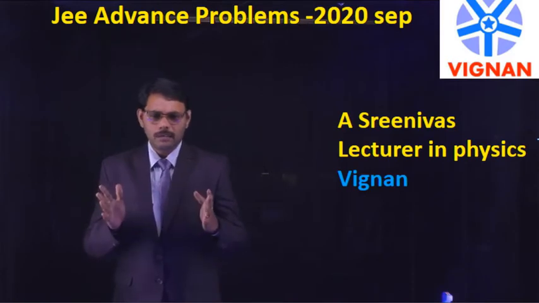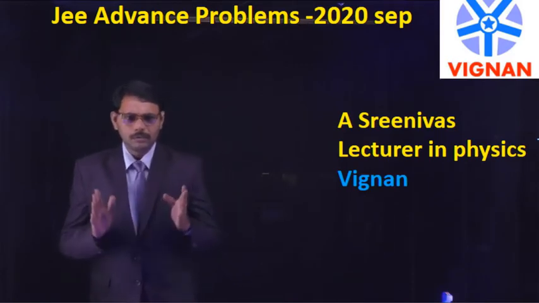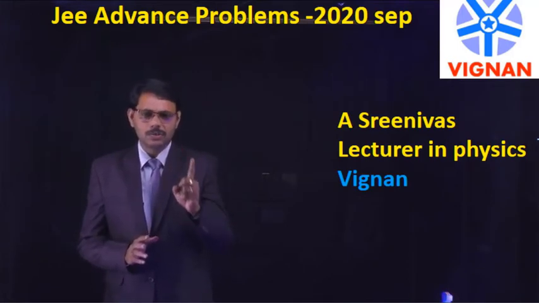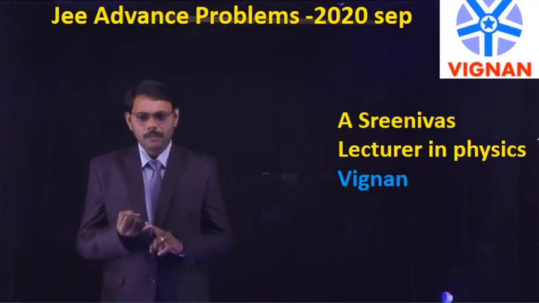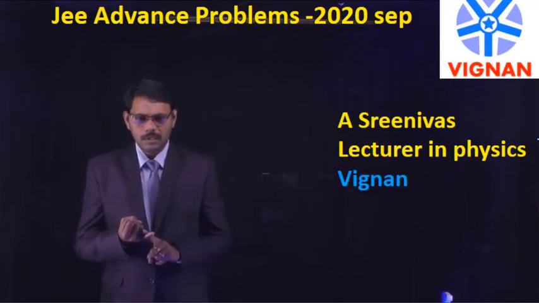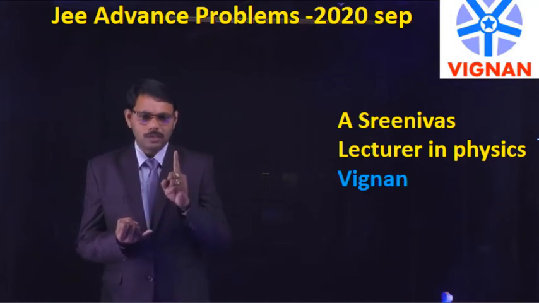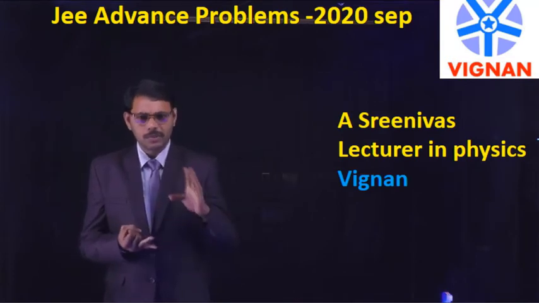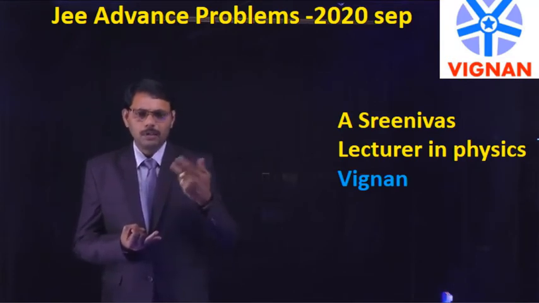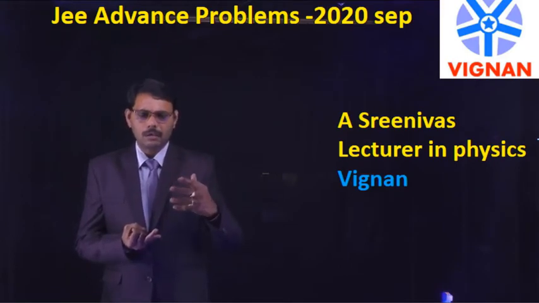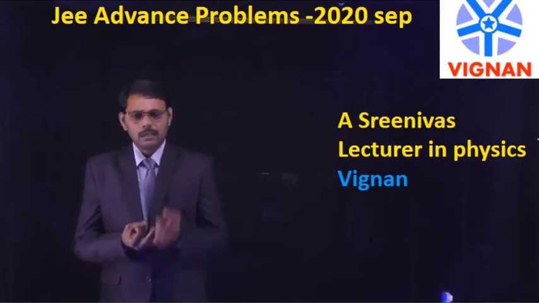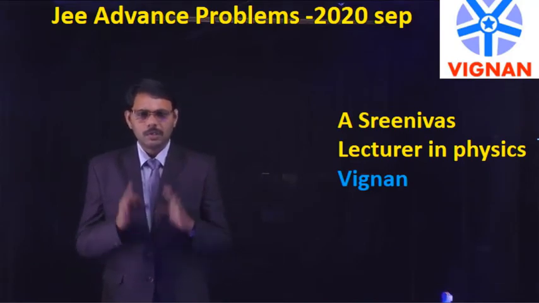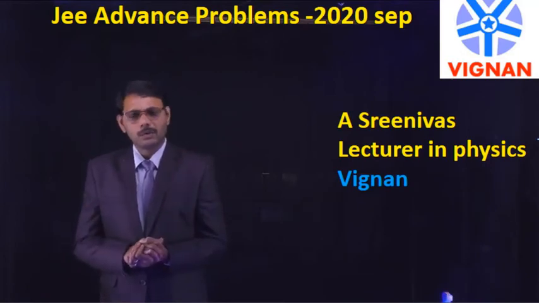In this JEE Advanced examination, we have 3 sections. In each section, 6 questions are given. The first section consists of 6 questions, in which only one answer is correct. The second section consists of 6 questions, in which multiple answers are correct, one or more choices may be correct. And the third section also has 6 questions, in which numerical questions are given without any negative mark.